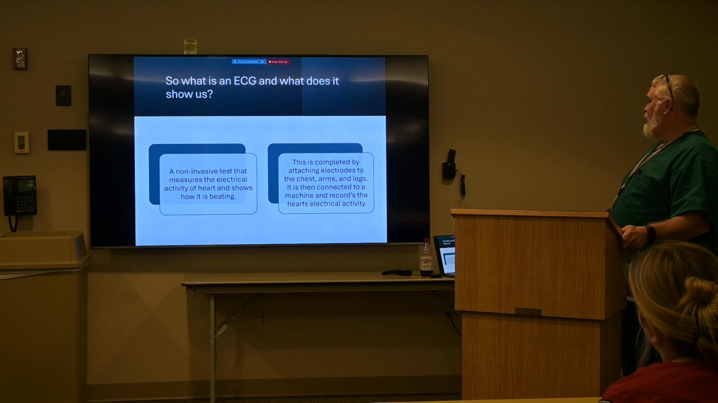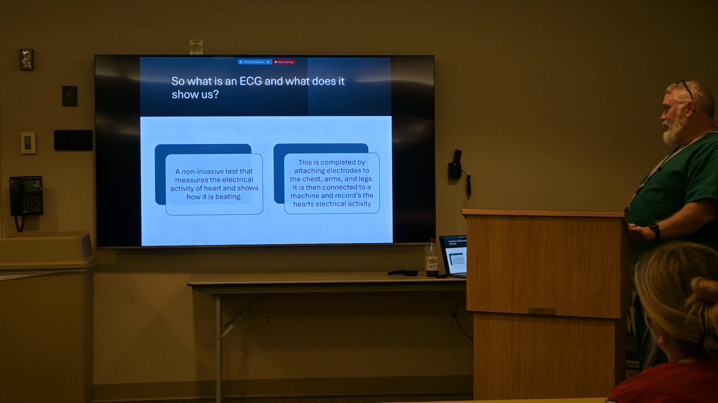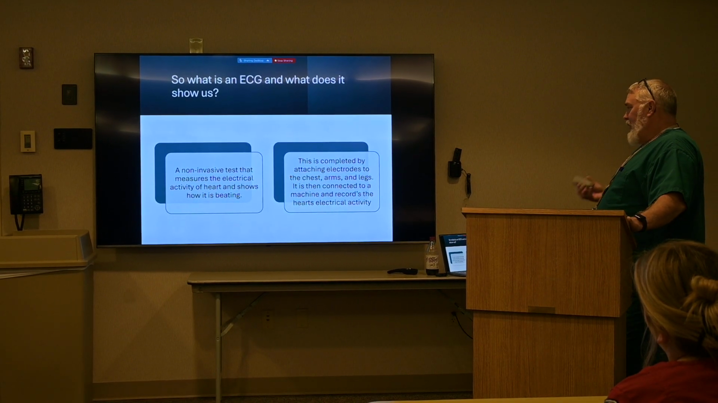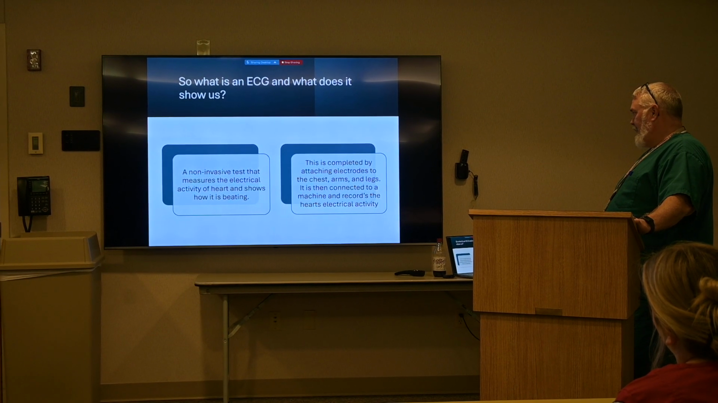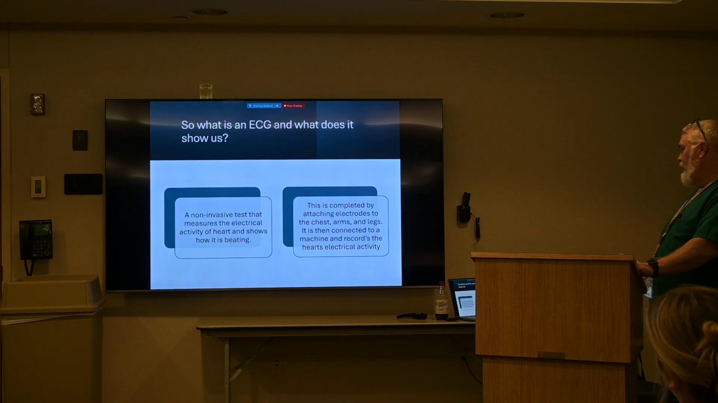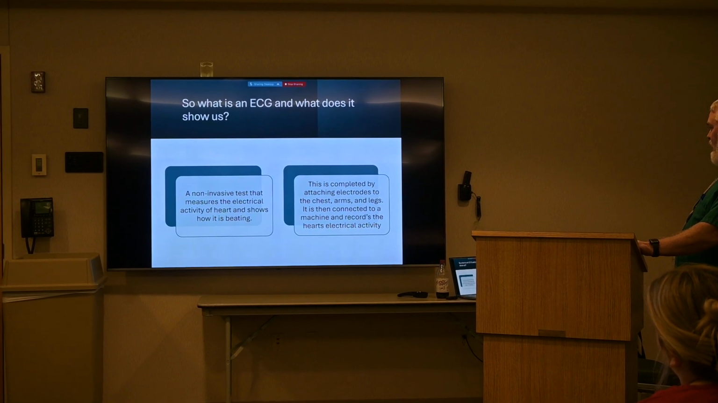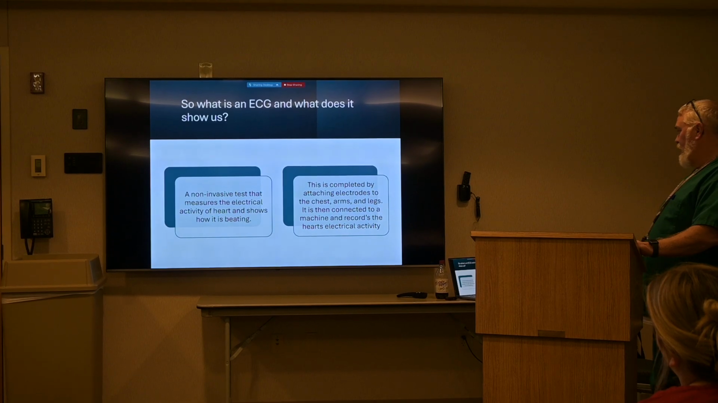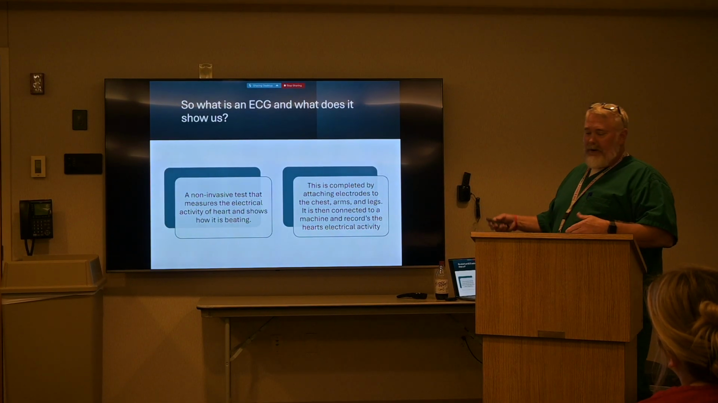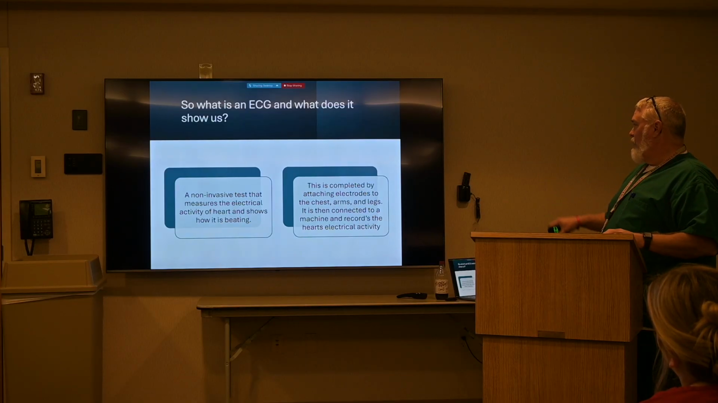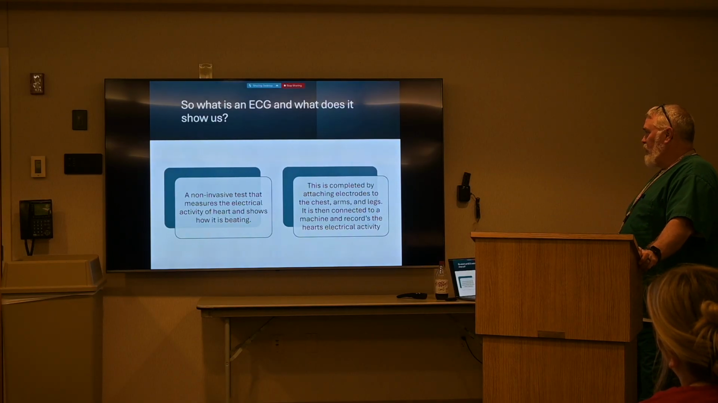So what is an ECG and what does it show us? Well, an ECG is simply a non-invasive test that measures the electrical activity of the heart and shows how it's beating. It's completed by attaching electrodes to the chest, arms, and legs, and then it's connected to a machine that records the heart's electrical activity. And this can be done in many different ways, of which we'll talk about here in a little while. But that's mainly what an ECG is looking at.